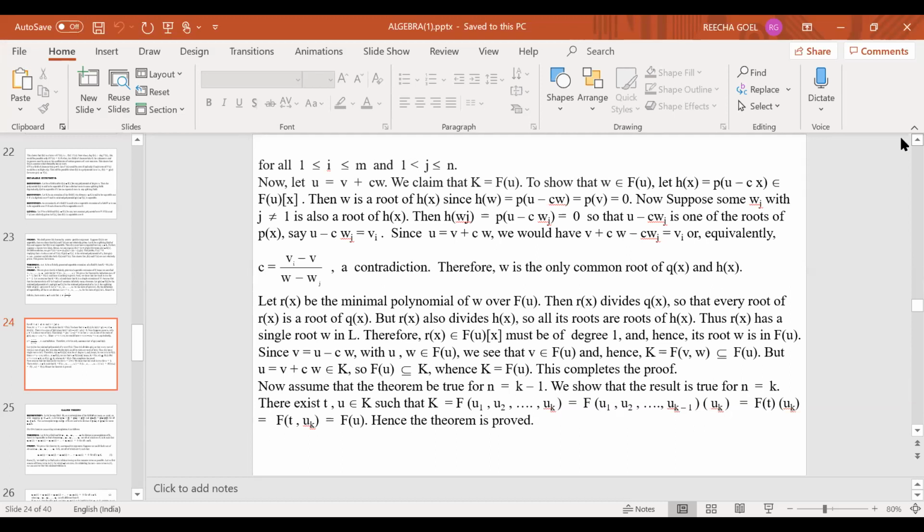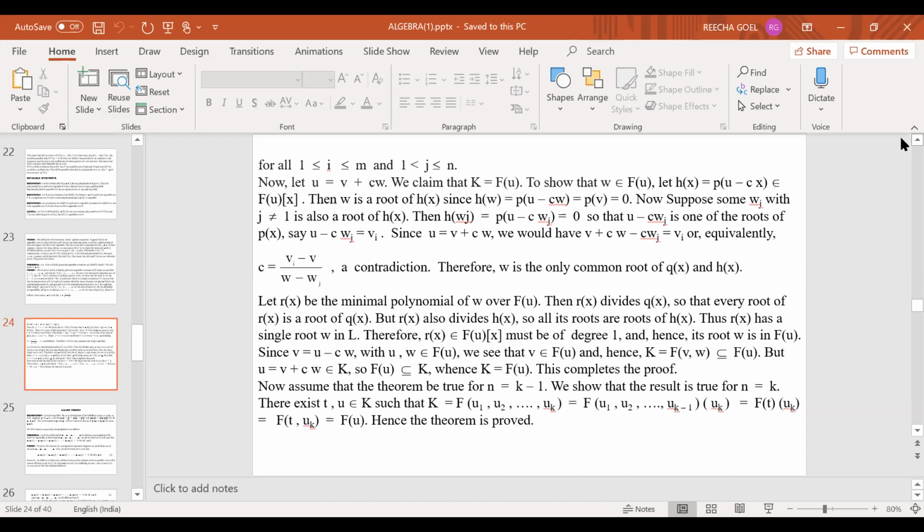Now we just generalize this. Let us assume that the theorem is true for, say, n is equal to k minus 1. So what I will do: we know K is equal to F(u1, u2, ..., uk), which can be written as F(u1, u2, ..., uk minus 1), and I adjoin uk separately. And by induction, it is true for n is equal to k minus 1.